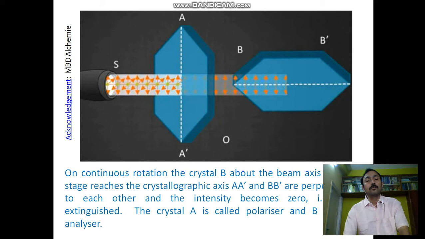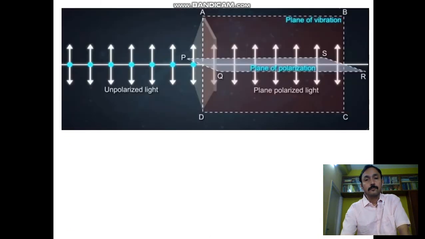The crystal A is called the polarizer and B is called the analyzer. Now in this figure, unpolarized light from the left side is falling on the crystal and its crystallographic axis, as already discussed. After the polarization, the vibrations are shown on the right side.